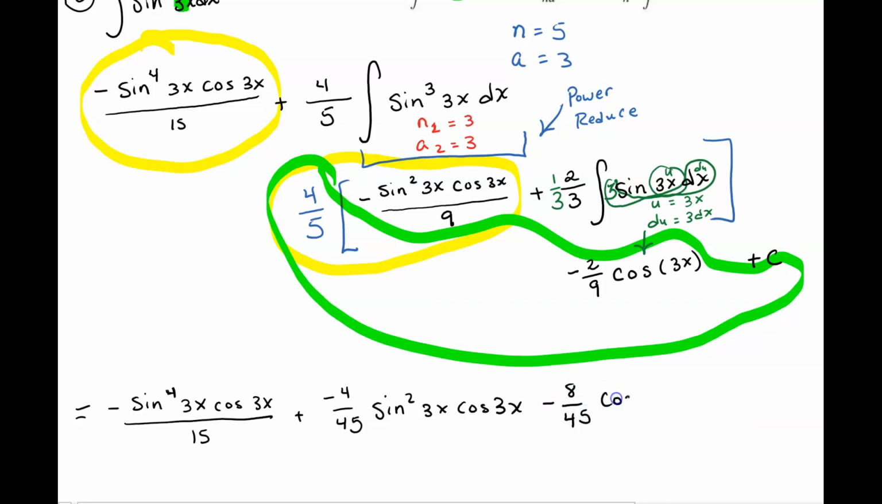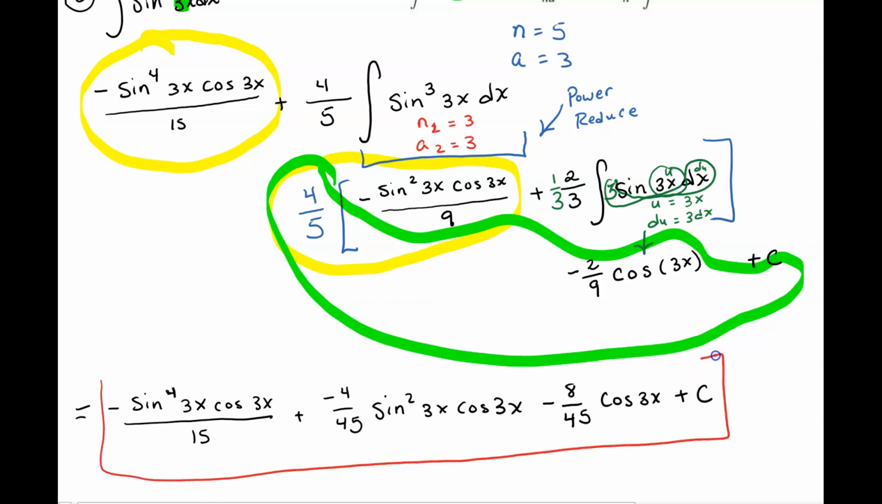And then, of course, cosine of 3x plus c, my constant of integration. And there's really nothing more to that. I mean, that's about as good as it's going to get here. All right, so using that one power reducing formula, let's go ahead and take a look at one last example of a tangent power reducing formula.